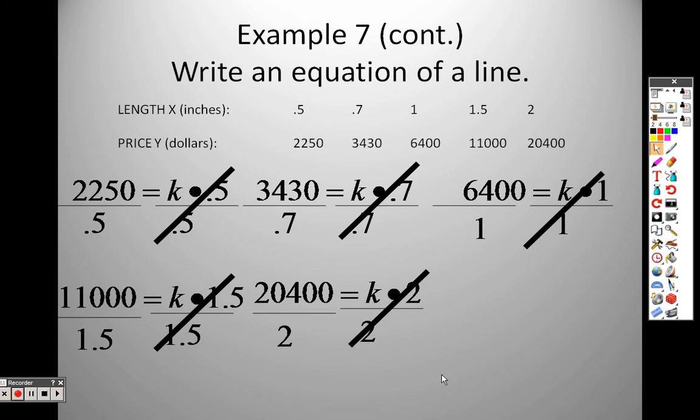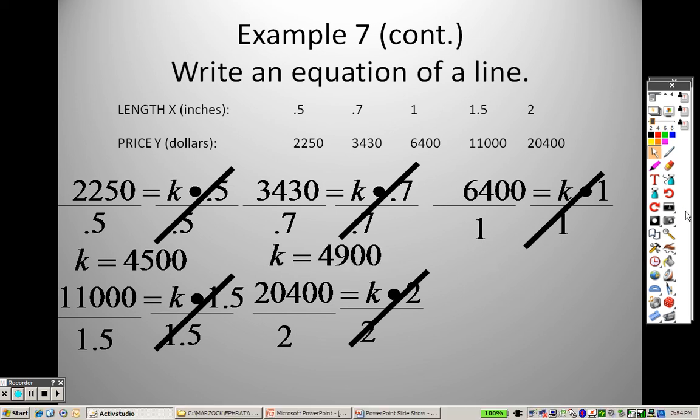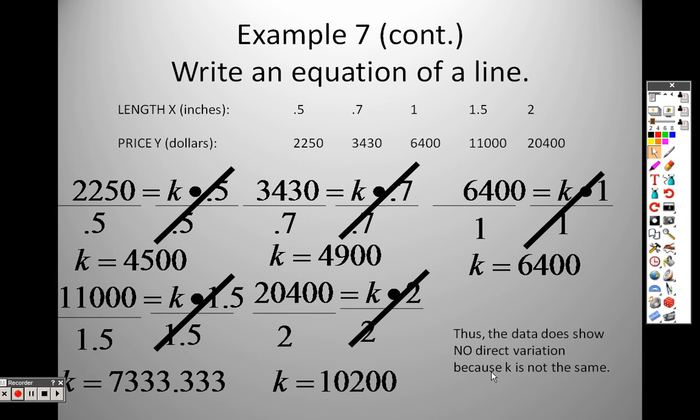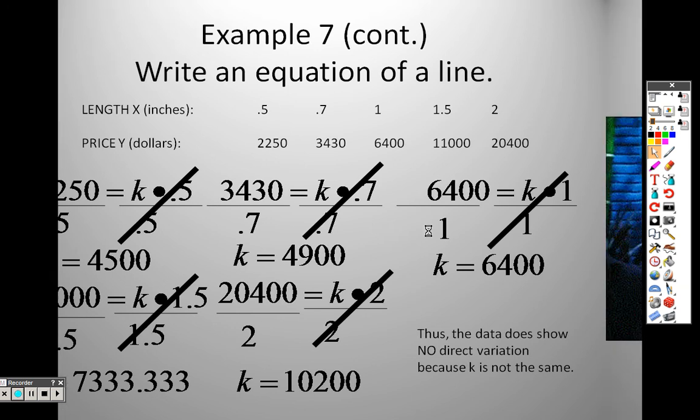So when I do that, 2250 divided by 0.5 is 4500. I get 4900 here. I get 6400 here. I get 7,333.333, and I end up getting 10,200. They are not all the same. So thus the data does show no direct variation because the k is not the same. For direct variation, the k needs to be the same in every single one of these, and it wasn't. And since it's not, there is no direct variation in this problem.